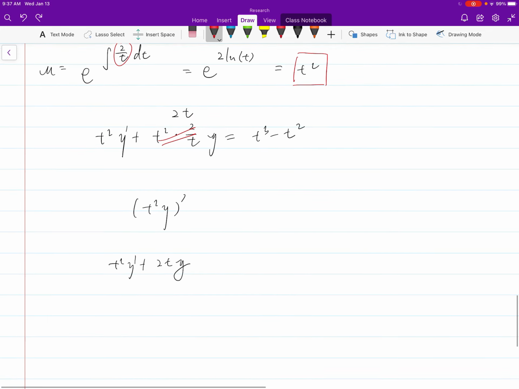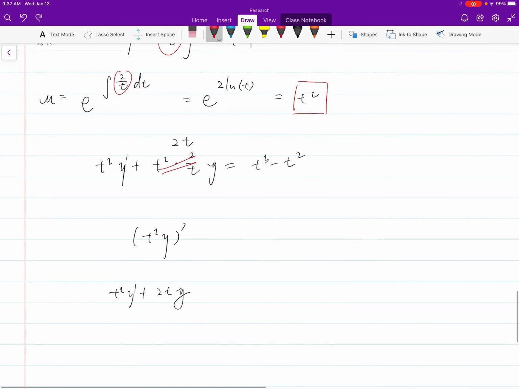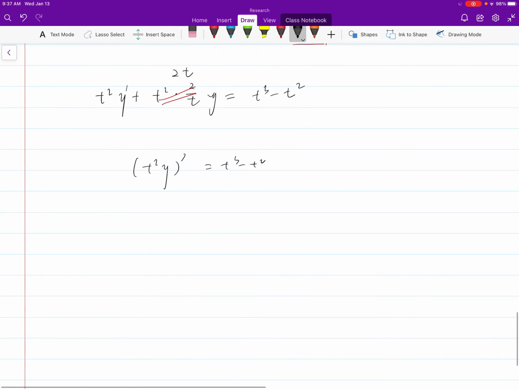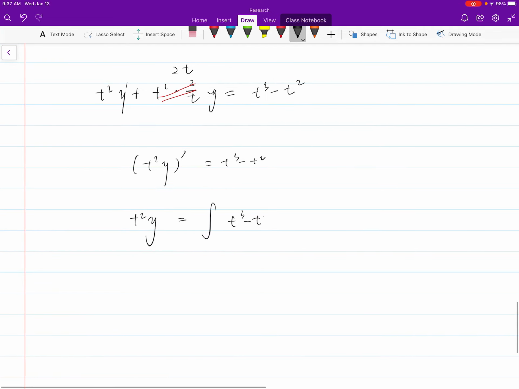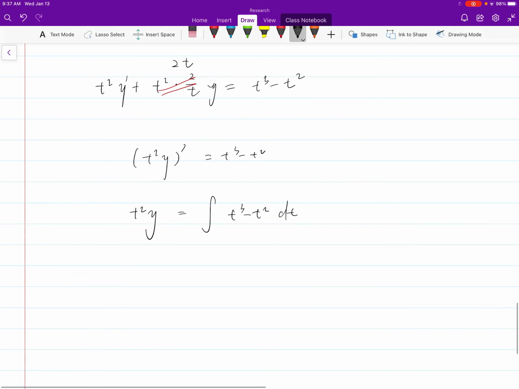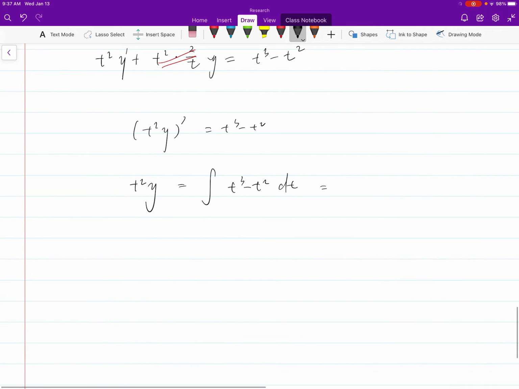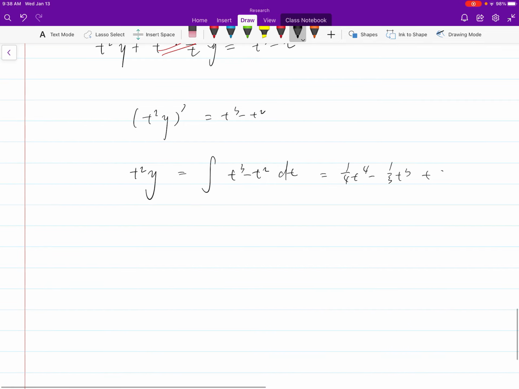We actually backtracked everything in order to find which mu. The way we compute mu will actually guarantee this will happen. So the left-hand side becomes this. The right-hand side is what it is. Now you can take the integration. The integration of the derivative is just itself. And the integration of this one becomes more complicated, but still it's just a function of t, so you can do it. Plus a c. Therefore, your y is going to be 1/4 t squared minus 1/3 t plus c over t squared.